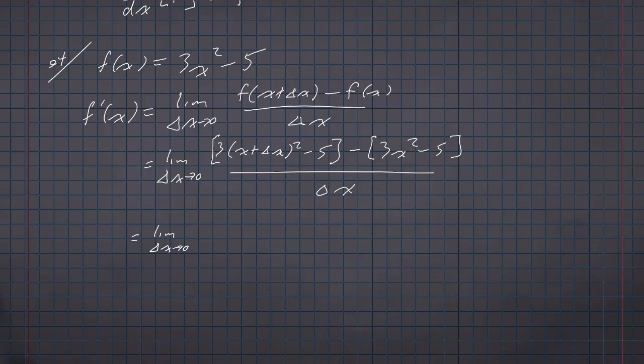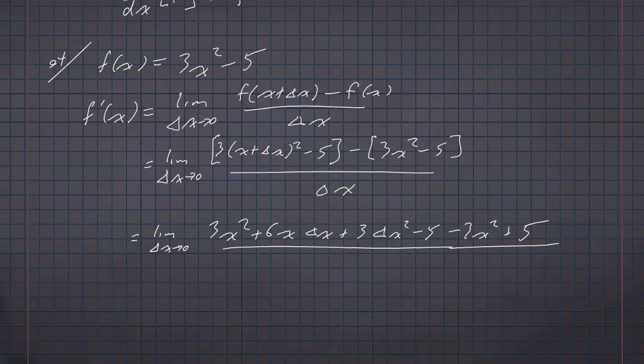All right, x plus delta x squared is x squared plus 2x delta x plus delta x squared. Multiply all that by 3. And then we still have the minus 5. In the second grouping, be sure to distribute that subtraction. So we have minus 3x squared, and we have a minus, which is plus 5. And it's still all over delta x.